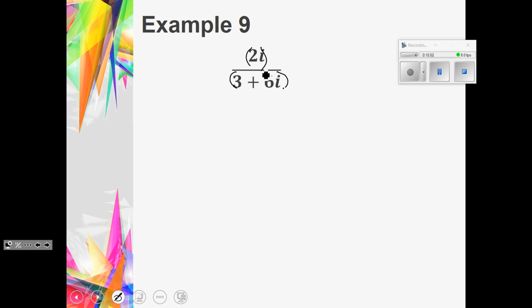And everybody says, well, I don't know what we can do. You could try to factor out maybe a 3 from the denominator, but my question is, will the 3 be able to cancel with anything in the numerator? And no, that's not going to work either.